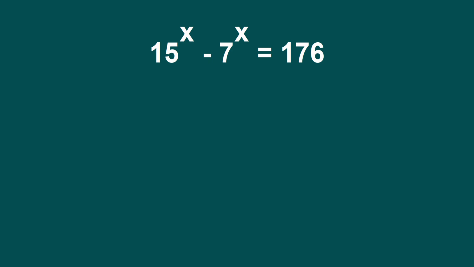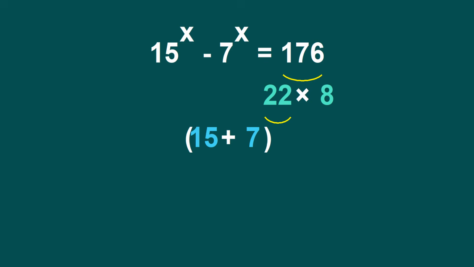The problem might look difficult, but it becomes easier if you break down the number 176 into two numbers such as 22 times 8. Next, we are going to break down 22 into the summation of 15 plus 7 and express 8 as 15 minus 7.